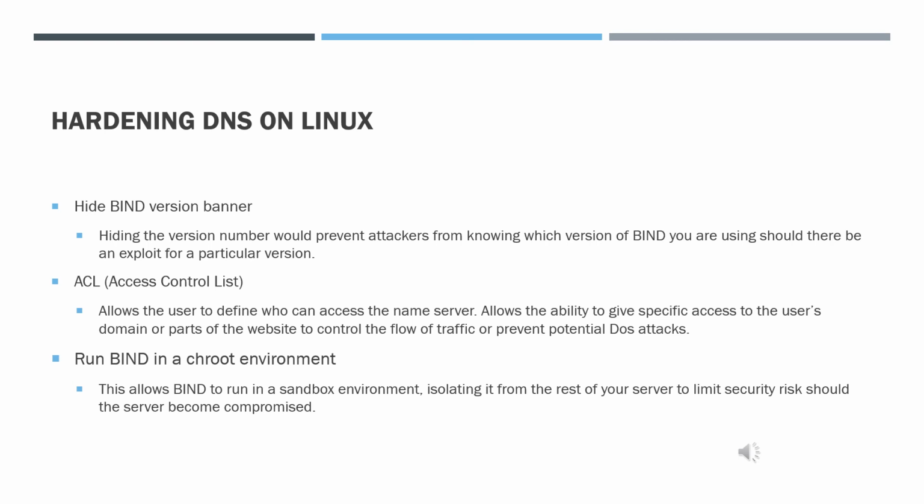The next is the ACL. Enable the ACL, which is the access control list, which allows users to define who can access the name server. This allows the ability to give specific users access to the domain or parts of the website to control the flow of traffic or prevent potential DoS attacks. And the last tip here is to run BIND in a chroot environment. And so a chroot environment allows BIND to run in a sandbox environment, isolating it from the rest of the server to limit security risks should your server become compromised.